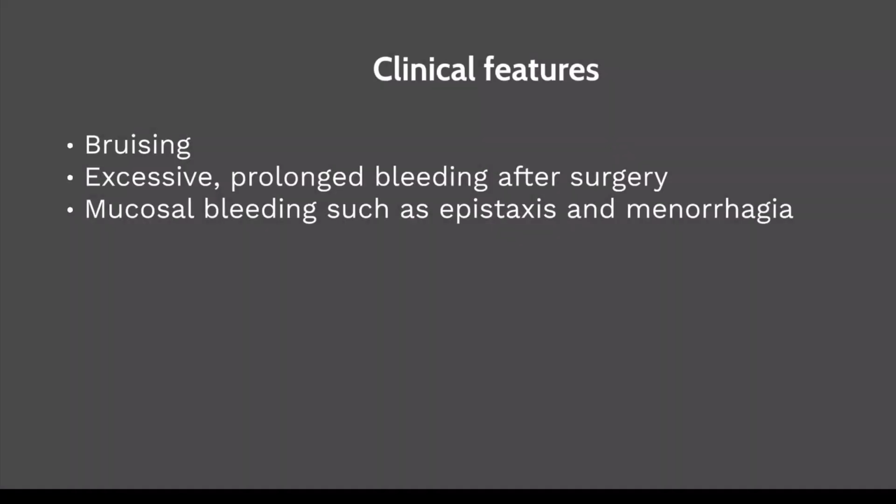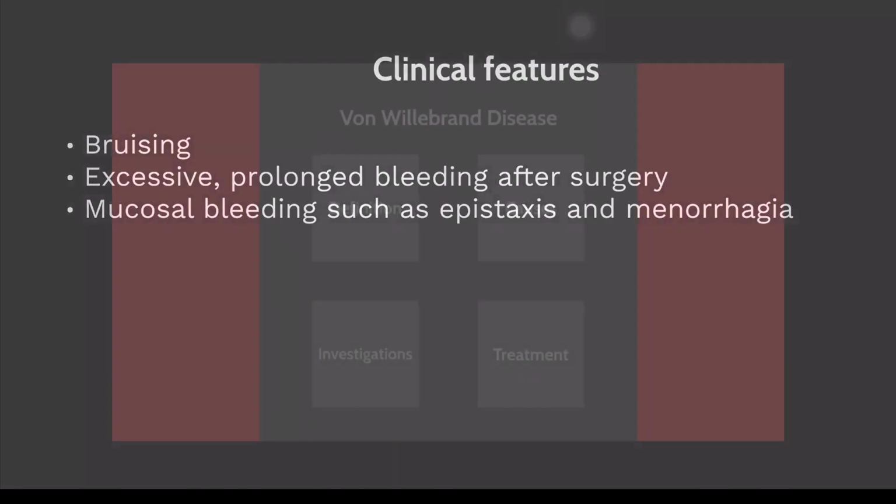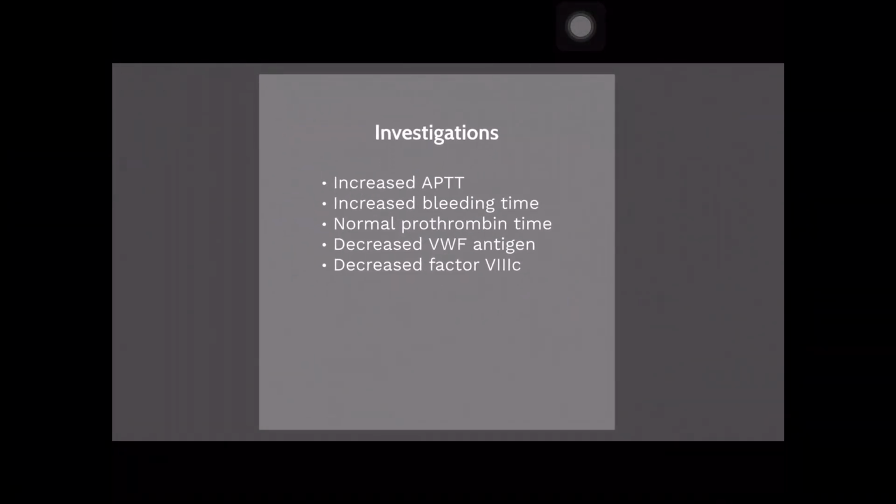These are bruising, excessive bleeding after surgery, mucosal bleeding such as epistaxis or nose bleeding, and menorrhagia. In contrast to hemophilia, spontaneous soft tissue bleeding such as large hematoma and hemarthrosis are uncommon. As I have said earlier on, von Willebrand disease is due to lack of von Willebrand factor and lack of carrier protein for factor 8C, so it has decrease of both von Willebrand factor and factor 8C. Other than that, it has increased activated partial thromboplastin time and bleeding time, as well as a normal prothrombin time.